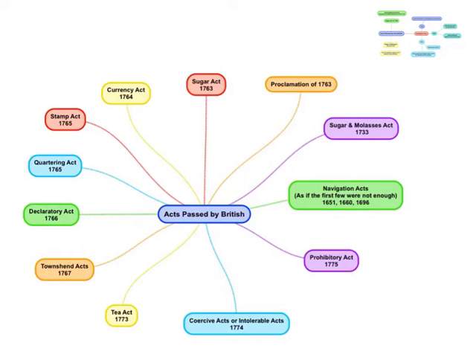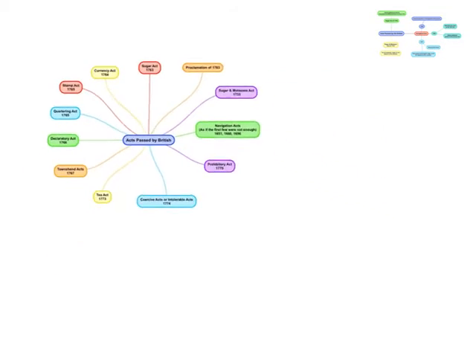Now that we've talked about mercantilism, let's talk about the acts that British Parliament passed in order to support this economic system. As you can see, there are tons of acts here. The British were very, very busy people. We don't have time in this presentation to talk about every single one of these. So we're going to focus on the Navigation Acts, which were the earliest acts passed by the British to support mercantilism. We're going to talk about the Sugar and Molasses Act of 1733 and also the Sugar Act of 1763. We're going to focus on those few acts so that we can really understand what was going on there.